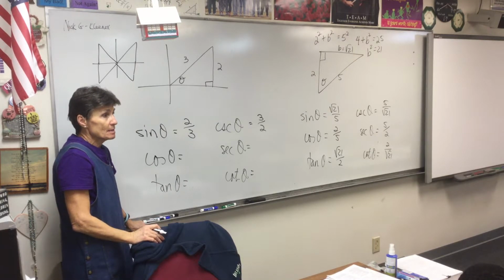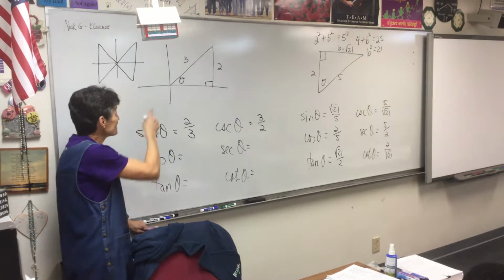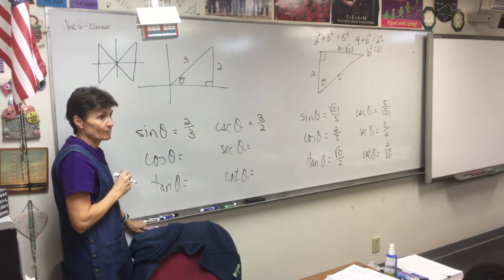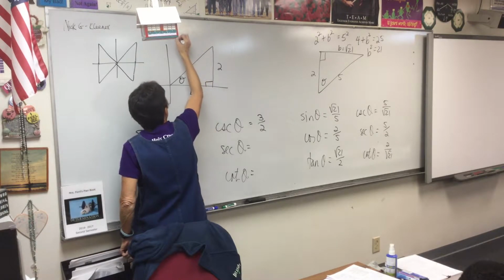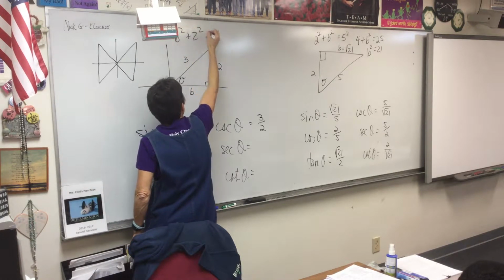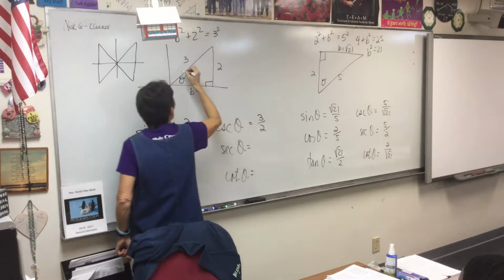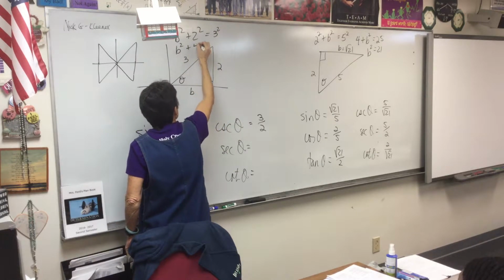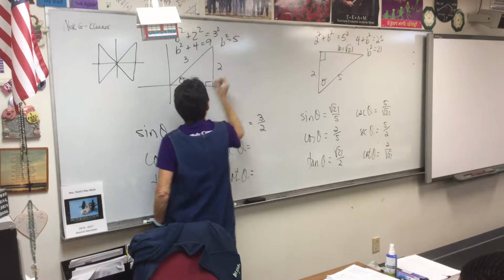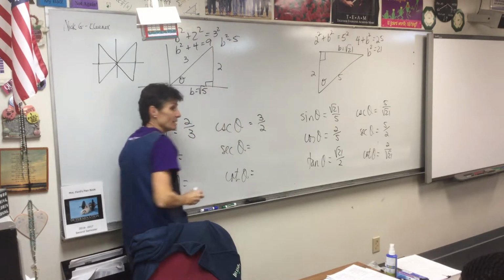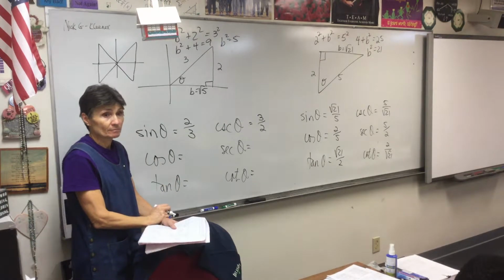Right? Now I'm right back to where I was a minute ago. I'm missing a side. It's root 5. So I'll do the Pythagorean Theorem. So b squared plus 2 squared is 3 squared. So b squared plus 4 is 9. B squared is 5. So as Brittany pointed out, it's root 5? Yeah.